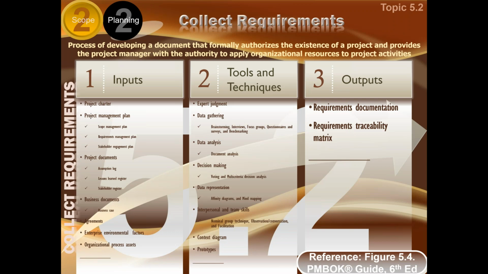Project management plan, whatever items are available in the project management plan, that is the scope management plan is available, the requirements management plan is available, and also we need to interact with the stakeholders, so the stakeholder engagement plan should also be available in whatever format it is. Then we need to have certain project documents if they are available.